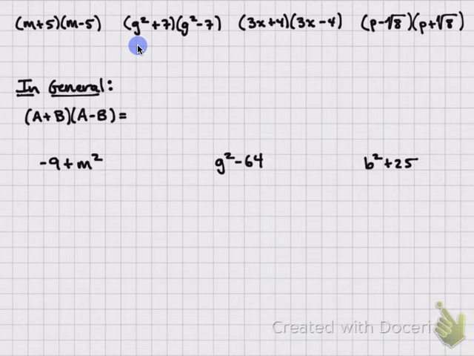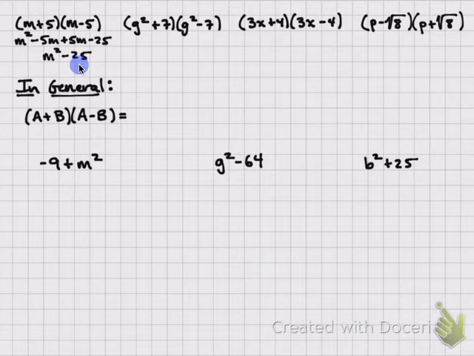Maybe you remember, but even so, let's take a moment because it's going to be really helpful for refreshing our memory and for this specific lesson to multiply these four out and see what kind of products we get. So for instance, in this first one, if we were to multiply m plus 5 times m minus 5, I think we get m squared minus 5m plus 5m minus 25. And when we combine like terms, this negative 5m and this positive 5m will add to 0. We end up with just m squared minus 25.